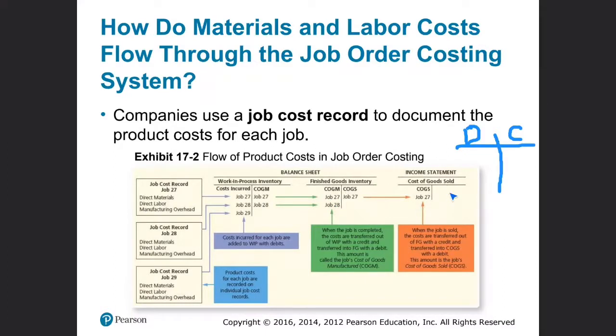That way, if management wanted to pull a report on a particular job to figure out how well it was going or not so well it was going, they could easily pull a report because we're keeping it all separate in our accounting software. So each job is kept separate, job 27, 28, 29, but they all still flow through the proper accounts. So that's why we see job 27, 28, and 29 listed here. They're all going to flow through this work in process inventory account. They're going to go through finished goods, cost of goods manufactured, cost of goods sold, all the way down through our income statement, but we're going to keep them separate per job.